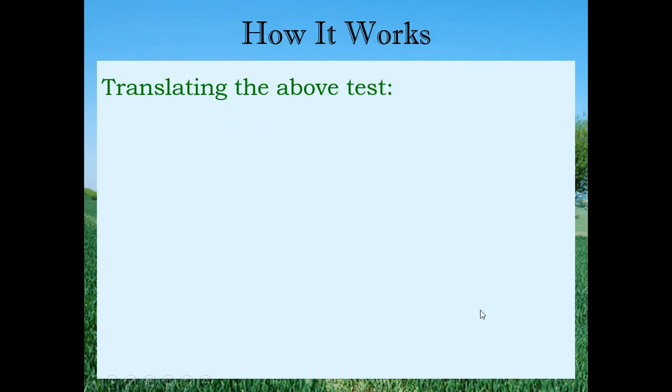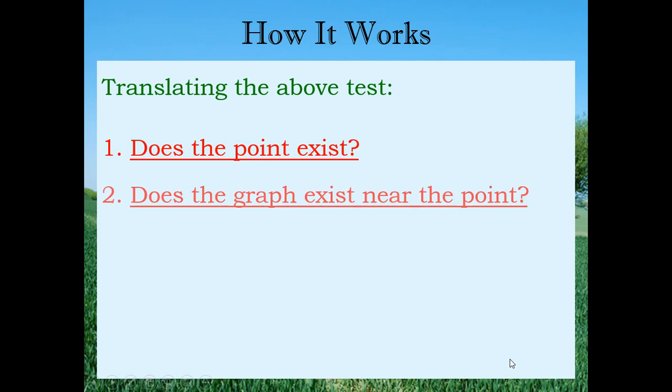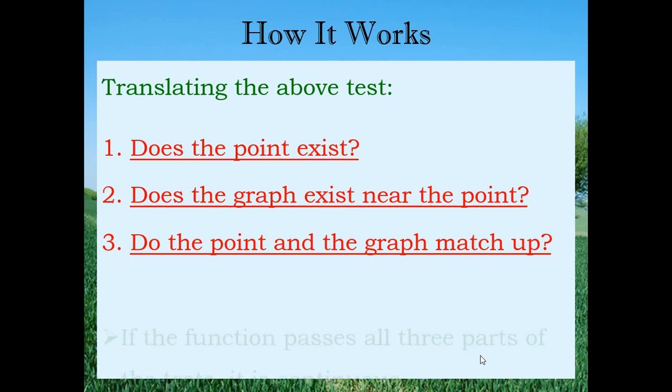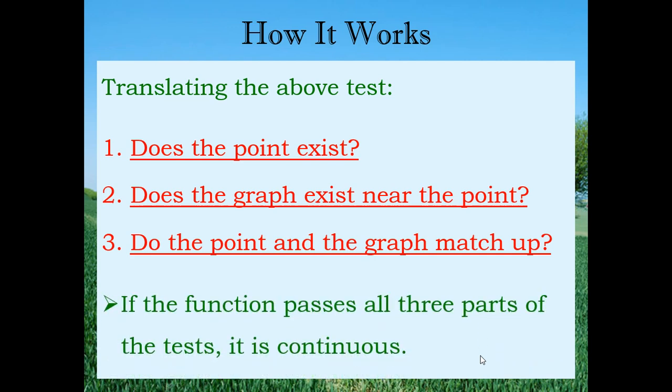So let's take a look at the above test in more English-sounding words. 1, does the point exist? 2, does the graph exist near that point? 3, and do the point and the graph match up? If the function passes all three parts of the test, then it is continuous.